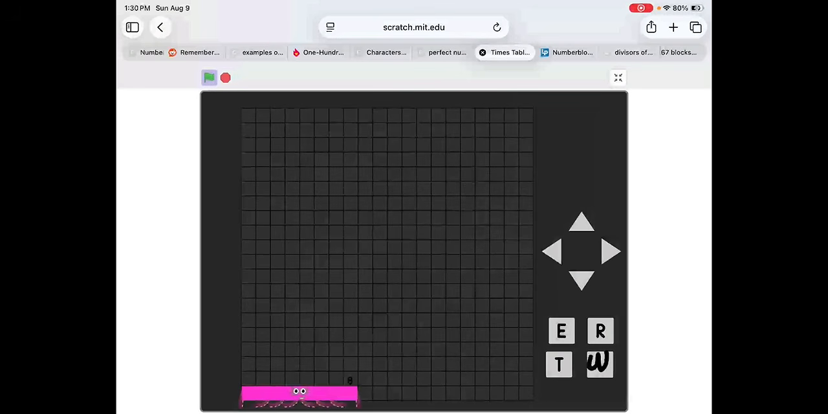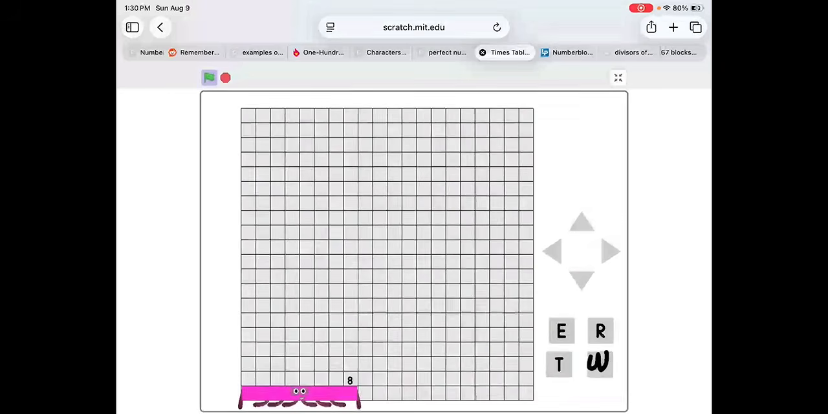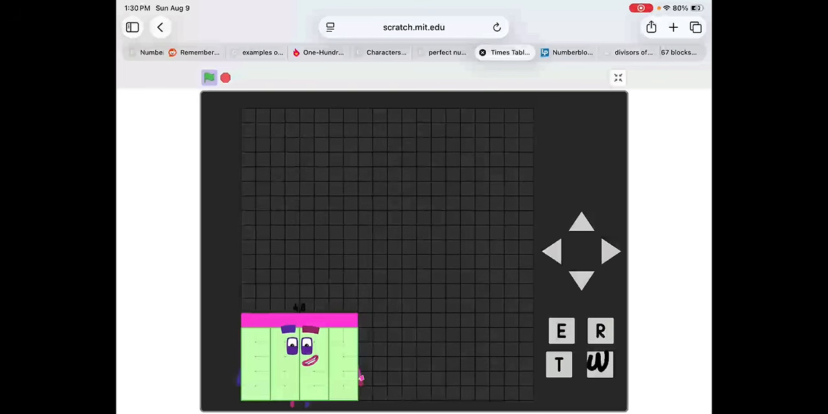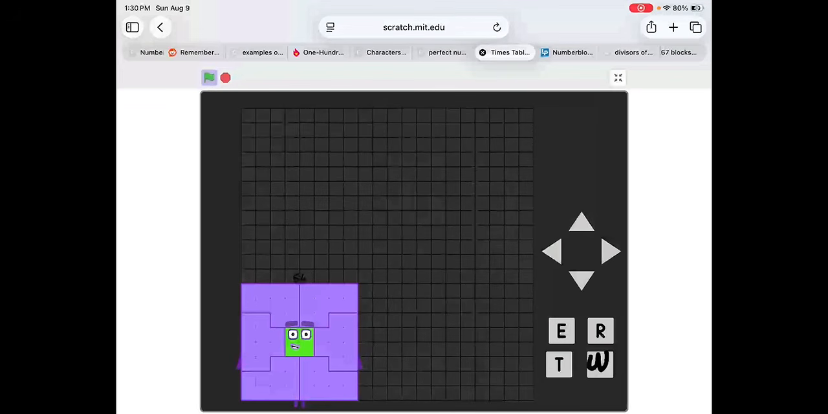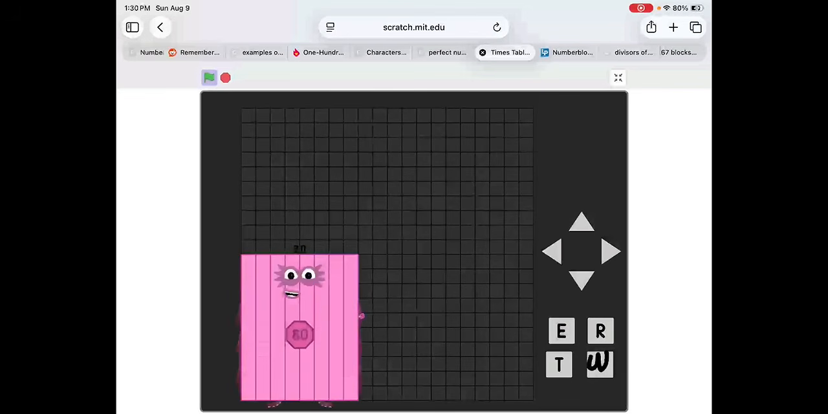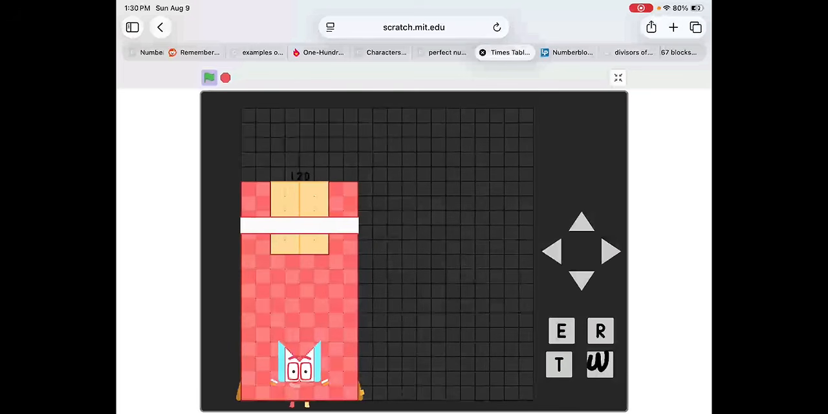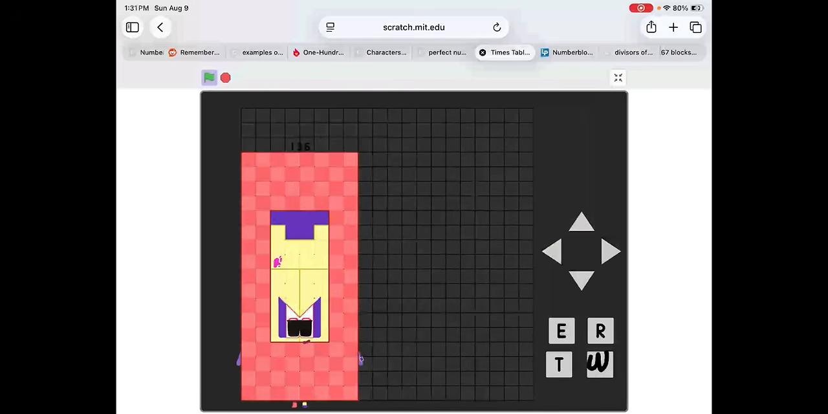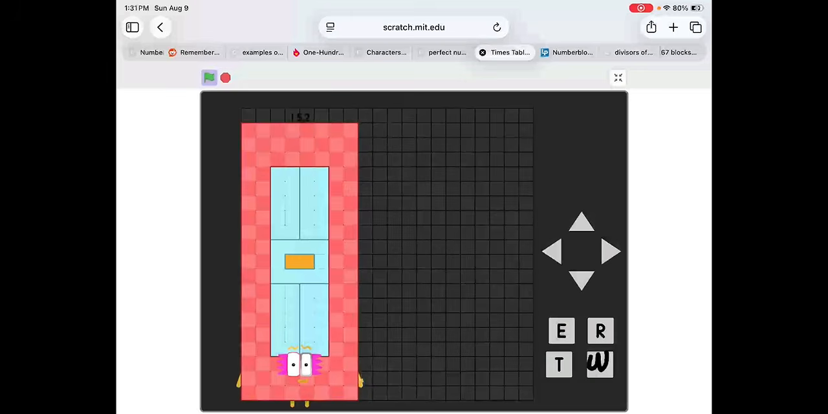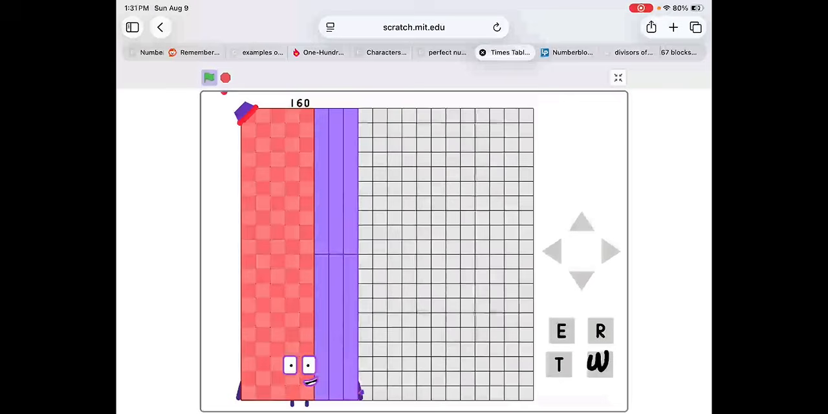Next is the 8 times table. Now this is just like the 4 times table, but you skip 4, 12, and so on. 8, 16, 24, 32, 40, 48, 56, 64, 72, 80, 88, 96, 104, 112, 120, 128, 136, 144, 152, 160.